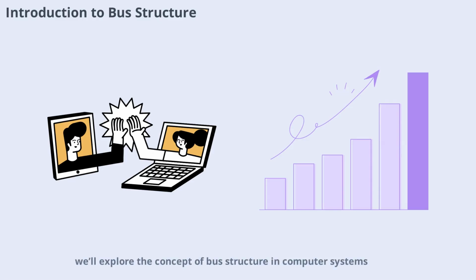Welcome. In this video, we'll explore the concept of bus structure in computer systems. The bus structure is a fundamental aspect of how computers communicate internally, connecting various components like the CPU, memory, and input-output devices. Understanding the bus structure helps us grasp how data travels within a computer, ensuring efficient processing and communication. Throughout this video, we'll break down the main types of buses, their roles, and how they impact overall system performance.